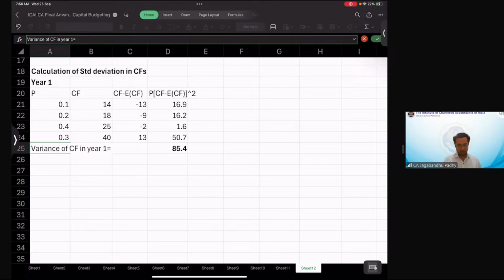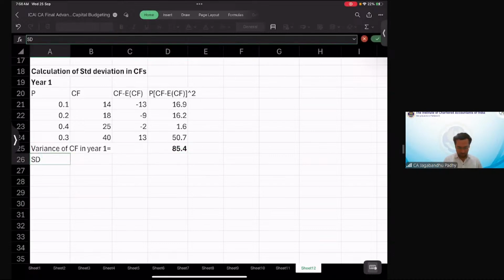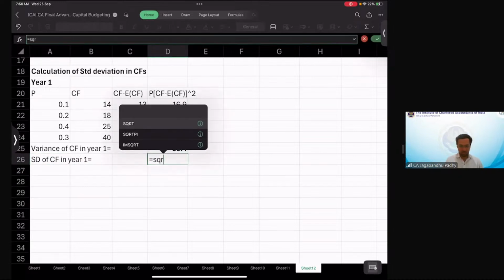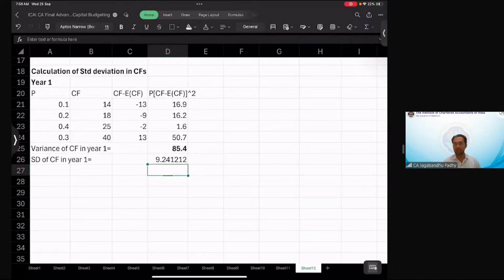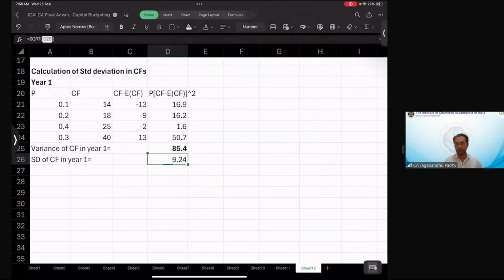In year one, we have this variance of cash flow. Okay. Now, if I ask you, what's the standard deviation of cash flows in year one? How can we get the standard deviation of cash flows in year one? Can I say it will be just square root of this number, right? 9.24.